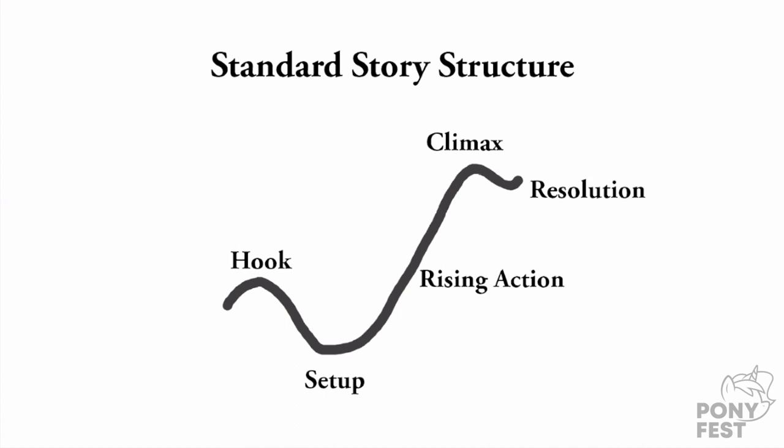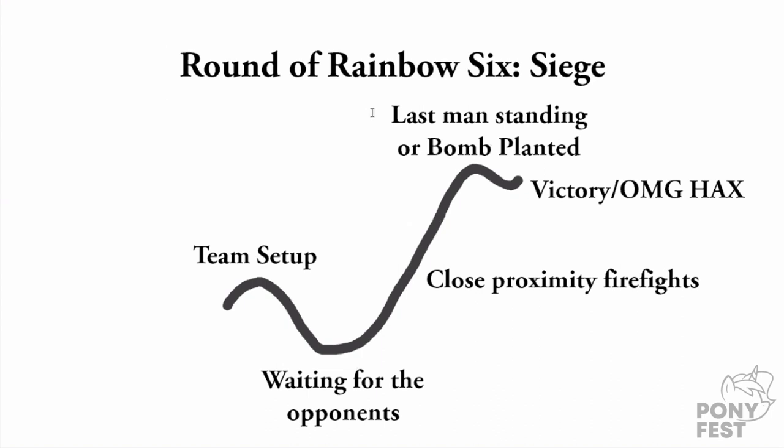But what's interesting is that this pattern of rising, falling, and rising action again is actually seen in all sorts of media. So if you were to play a video game like Rainbow Six Siege, you would see a very similar thing. You have your team set up at the beginning while you're all fighting over what character you want to play as. And then there's that moment while you're all setting up and waiting for the opponents. And then you've got your nice close proximity firefights. And then maybe you're the last man standing, or someone planted the bomb, and it's a desperate moment, and then you win, or you complain about how the other team was hacking.